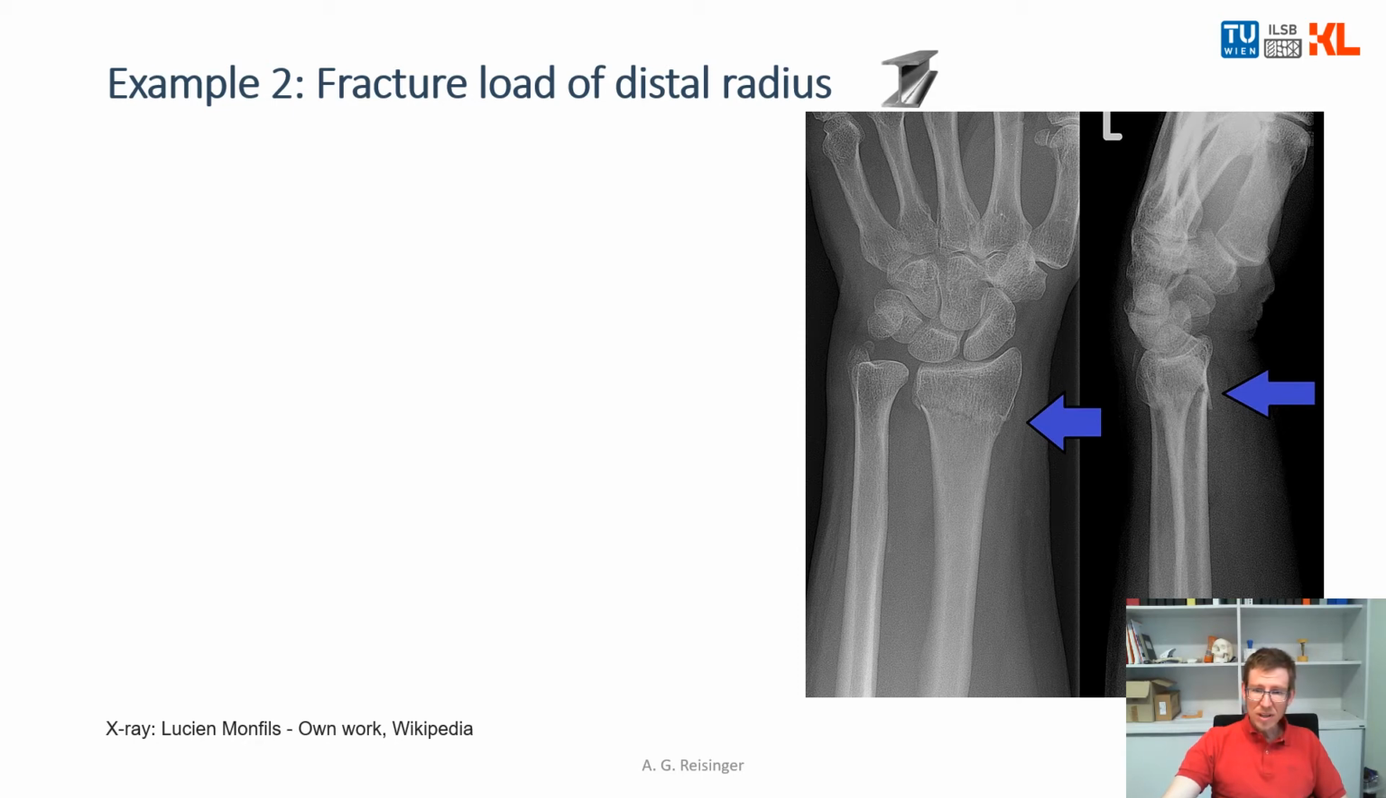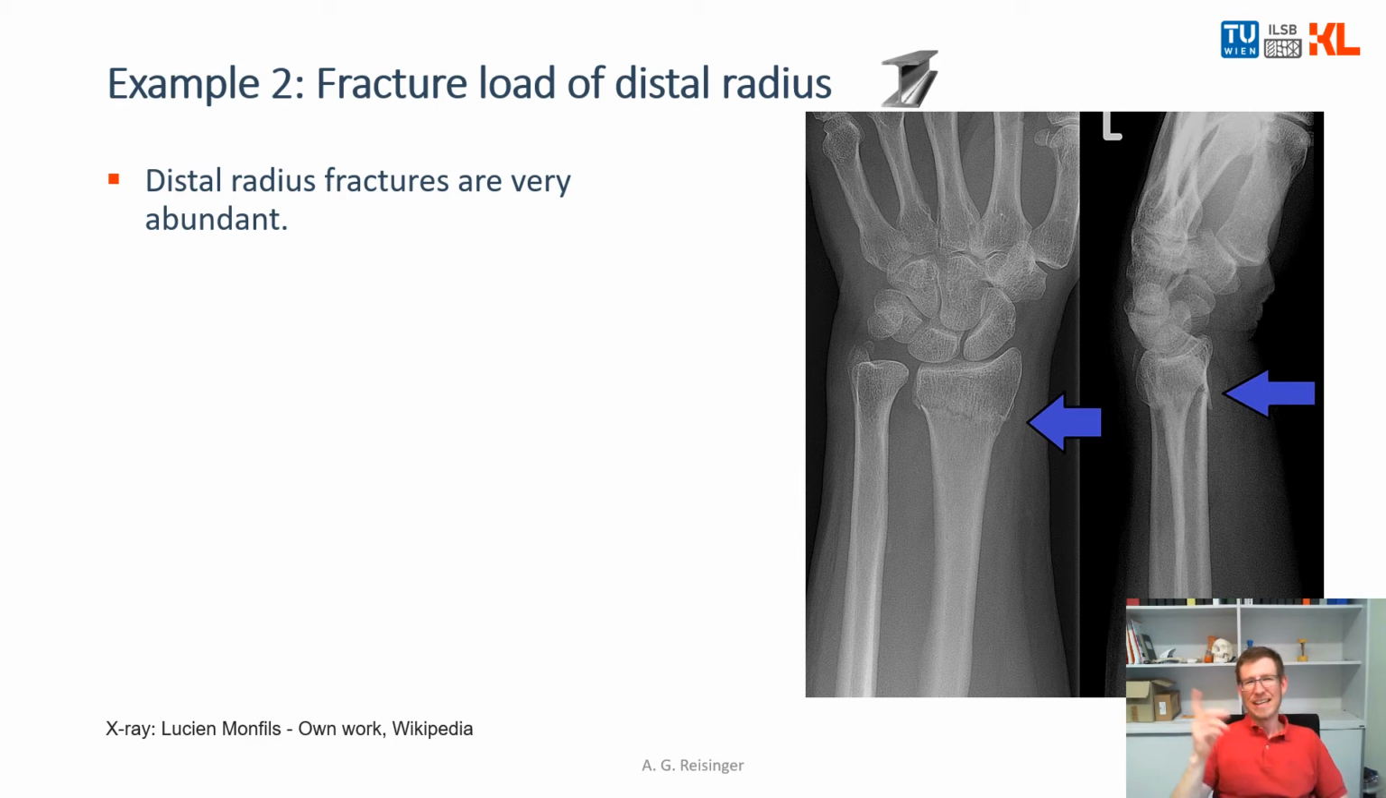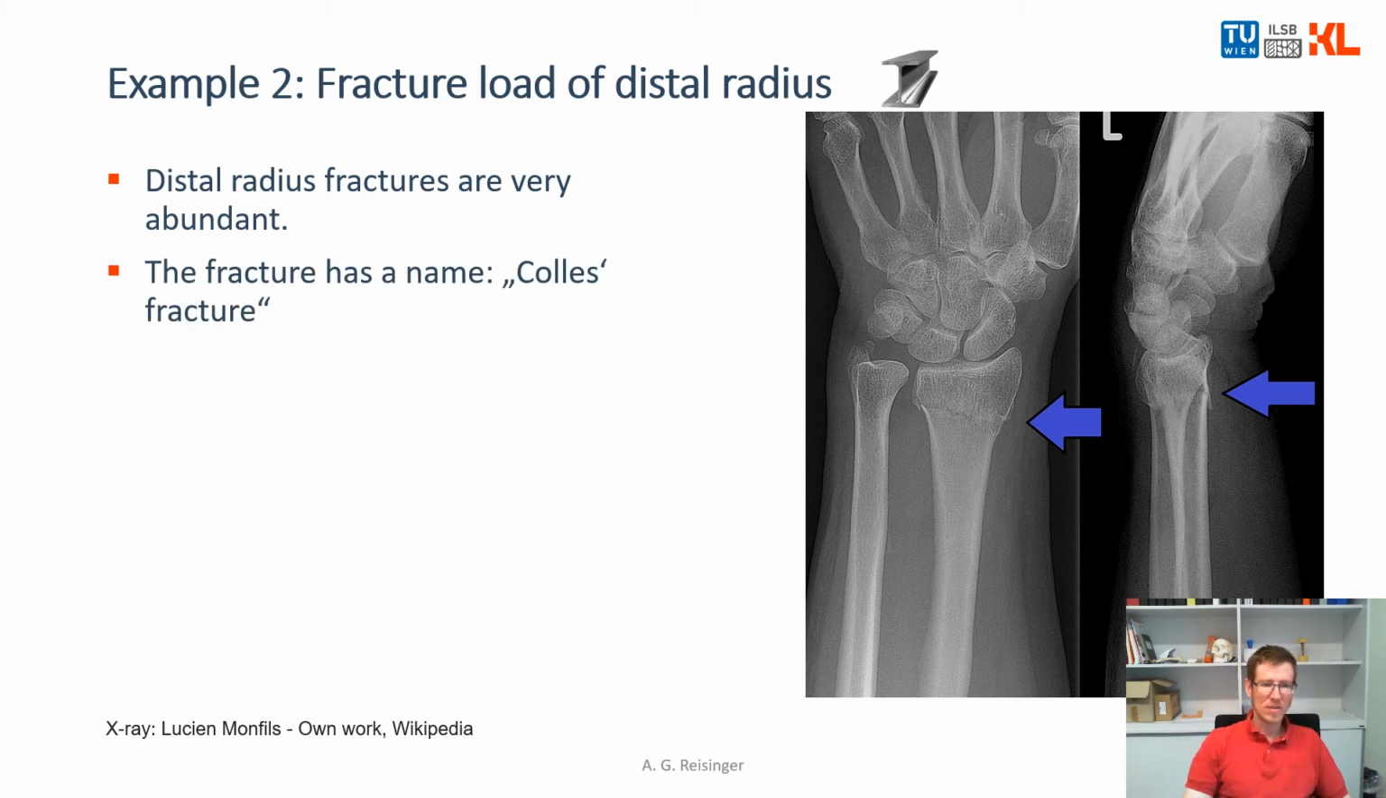So this is the fracture gap. Yeah, also there's the fracture gap here. And this is a very, very abundant fracture. Also, that's either the first or the second most common fracture in the world. This fracture has a name, it's the Cole's fracture. So Mr. Cole gave this fracture a name. So when you speak of the Cole's fracture, that's the one.